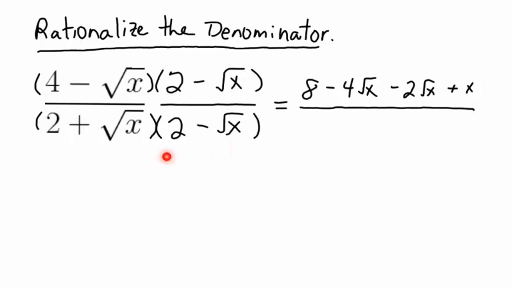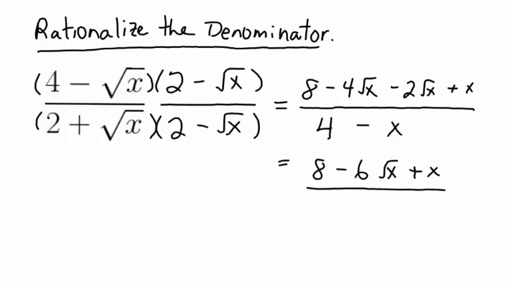Inside the denominator, because we have two conjugate pairs, this should give us a difference of squares. We'll get 2 times 2 minus root x times root x, which is x. So let's go ahead and simplify our numerator just a little bit. We can simplify this to 8 minus 6 root x plus x all over 4 minus x.